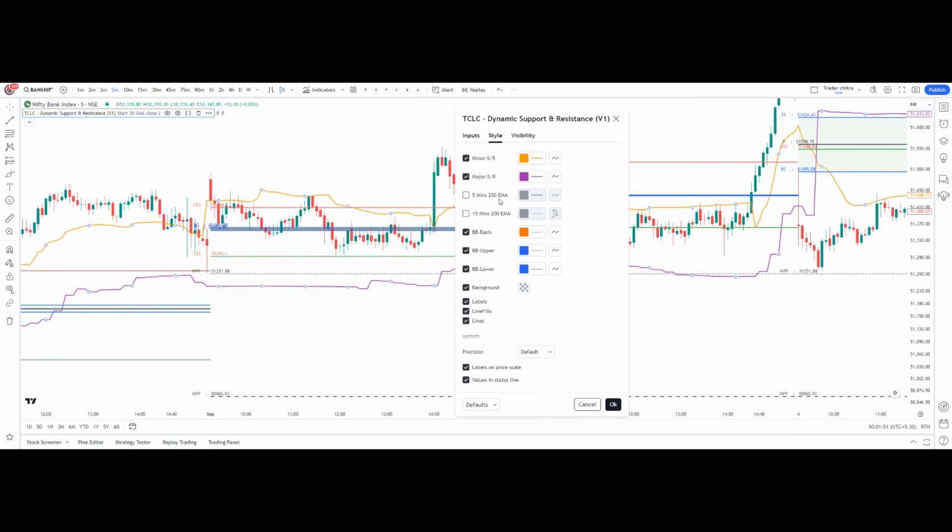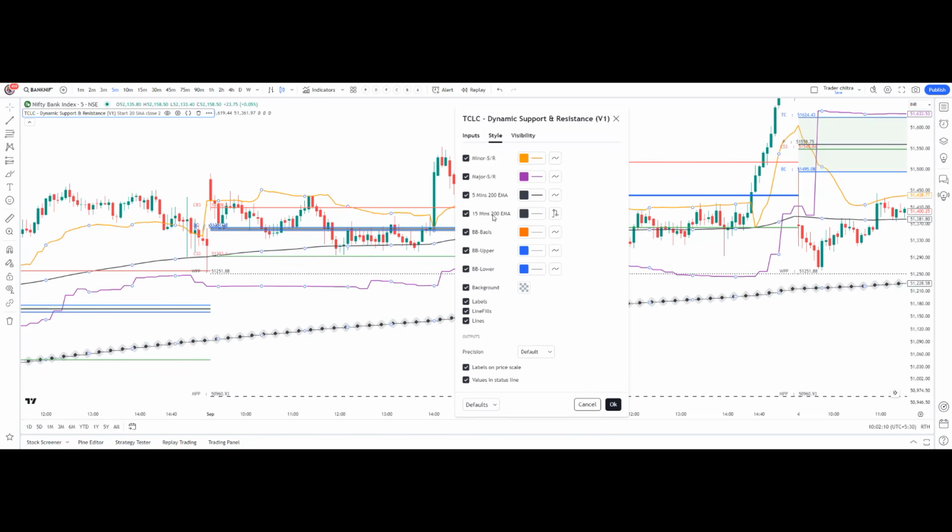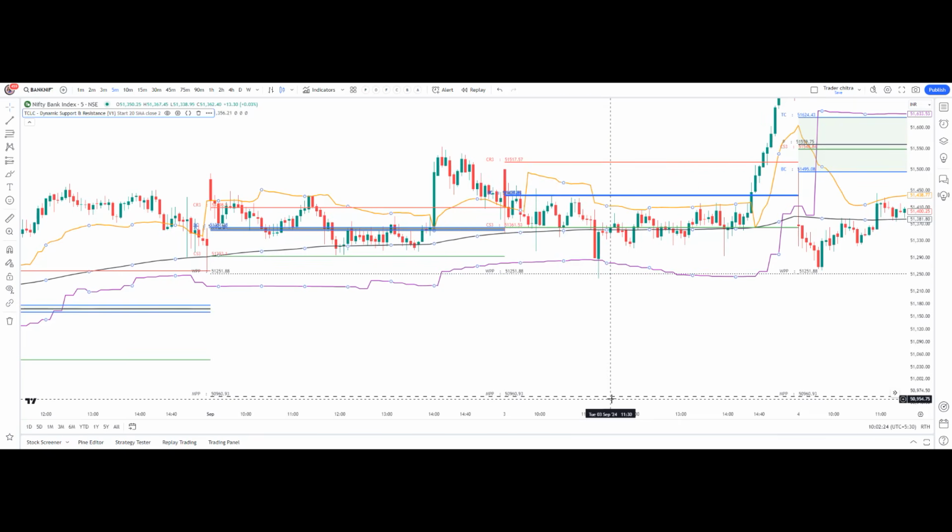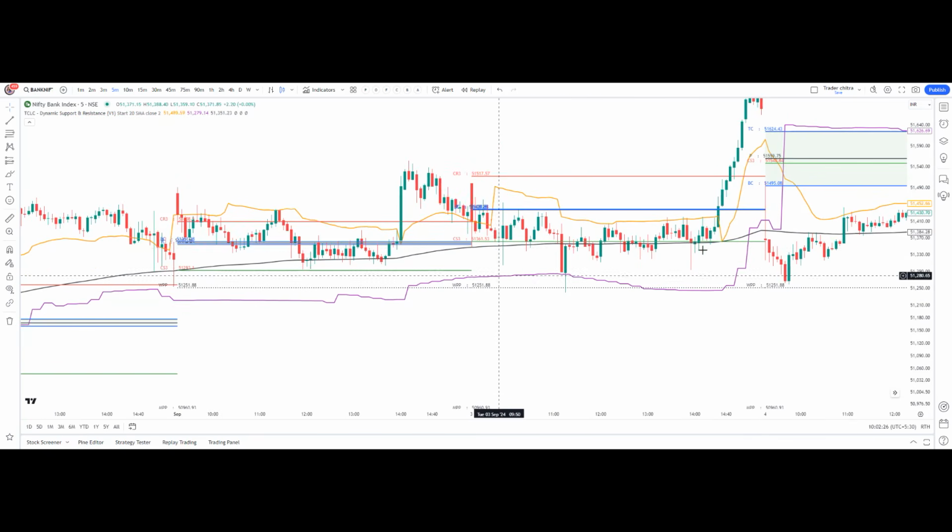This 5 minutes 200 EMA is also given along with this indicator, that is the major one. Along with this we can identify the support and resistance level, because the 200 moving average is very powerful. I will be using this 200 EMA in all my trades. This 15 minutes 200 EMA is also given, that will be diamond shape. If you want, you can check it, or else you can uncheck it. That's all about the settings of this particular indicator.